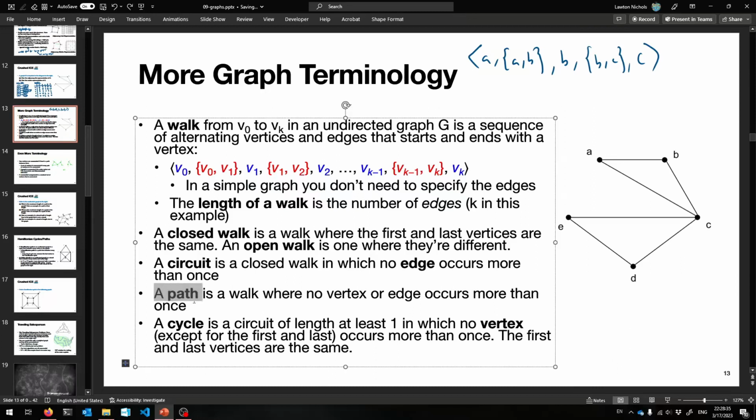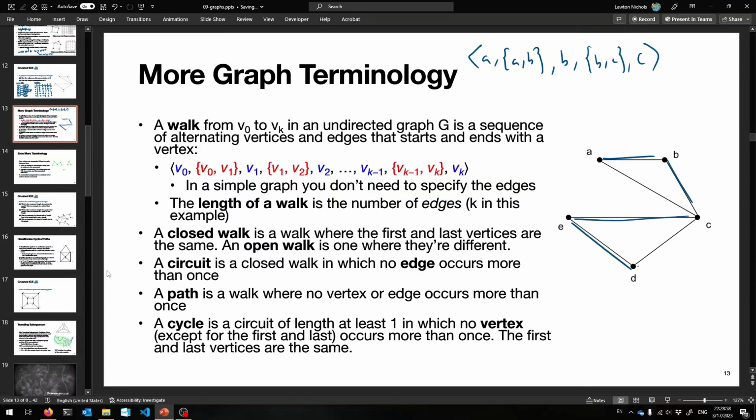And then finally, a path is when you have a walk and no vertex or edge occurs more than once. Usually we talk about paths mostly in computer science. A path is a walk where no vertex or edge occurs more than once. So this original walk was indeed a path. This is a path from A to C. It's a path all the way from A to D, for example.